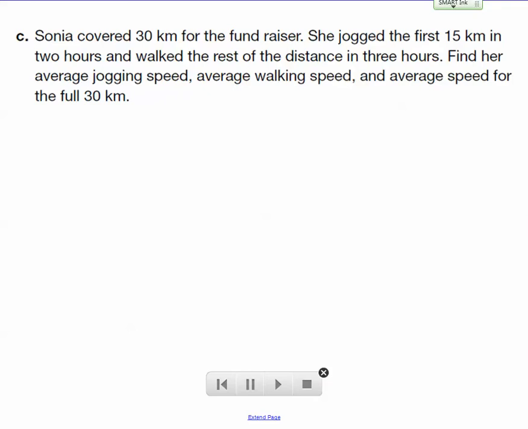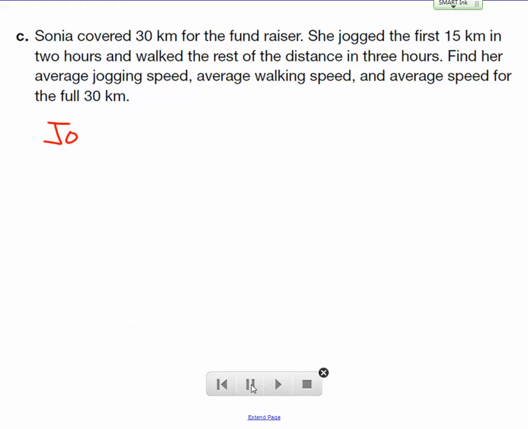Sonia covered 30 kilometers for the fundraiser. She jogged the first 15 kilometers in 2 hours, and she walked the rest of the distance in 3 hours. Find her average jogging speed, her average walking speed, and the average speed for the full 30 kilometers per hour. Okay, 3 very basic questions here. Let's break it down part by part.